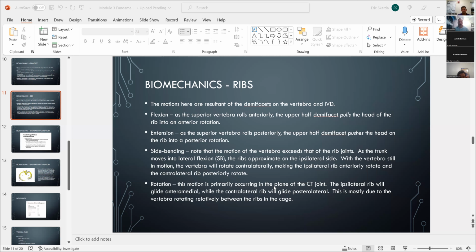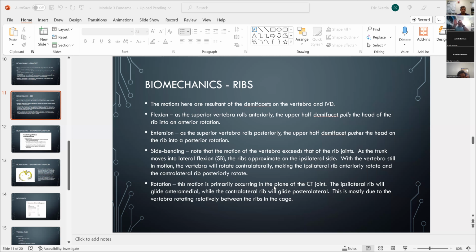With rotation, the way I think about this is the vertebra is spinning in between the rib cage. So if I'm sitting in this position and I want to rotate to the right, what will happen is the vertebra will rotate relative to the rib. And so this produces a lateral glide of the transverse process, or relatively an anterior and medial glide of the rib itself.